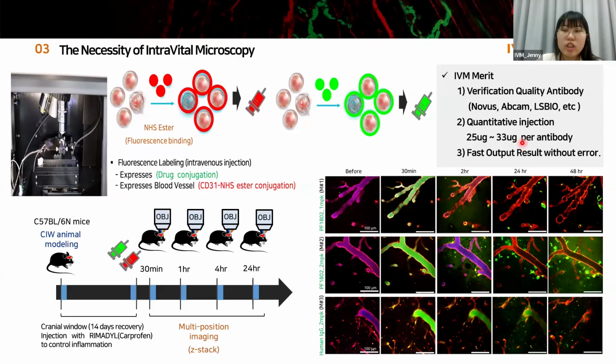Most importantly, the injection dose is precisely controlled at between 25 to 33 micrograms, which minimizes variability caused by dosing differences and ensures both accuracy and reproducibility of the experiment. Moreover, imaging can begin immediately after injection, significantly enhancing experimental efficiency and reducing time overall. So this optimized labeling protocol plays a very key role in ensuring high quality data acquisition and maximizing workflow productivity.